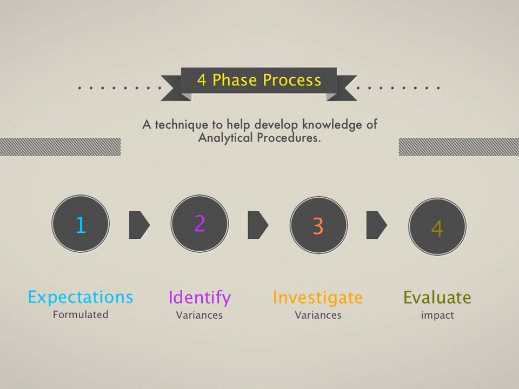Phase three, investigate those differences, so go and have a look, why is that 200 difference? Speak to management, get evidence, do some testing, and then finally evaluate the impact. Is it because internal controls failed? Is it because management got it wrong in the first place? Or is it simply they did everything right and it's just gone up by 200? So evaluate the impact on the whole of the audit.